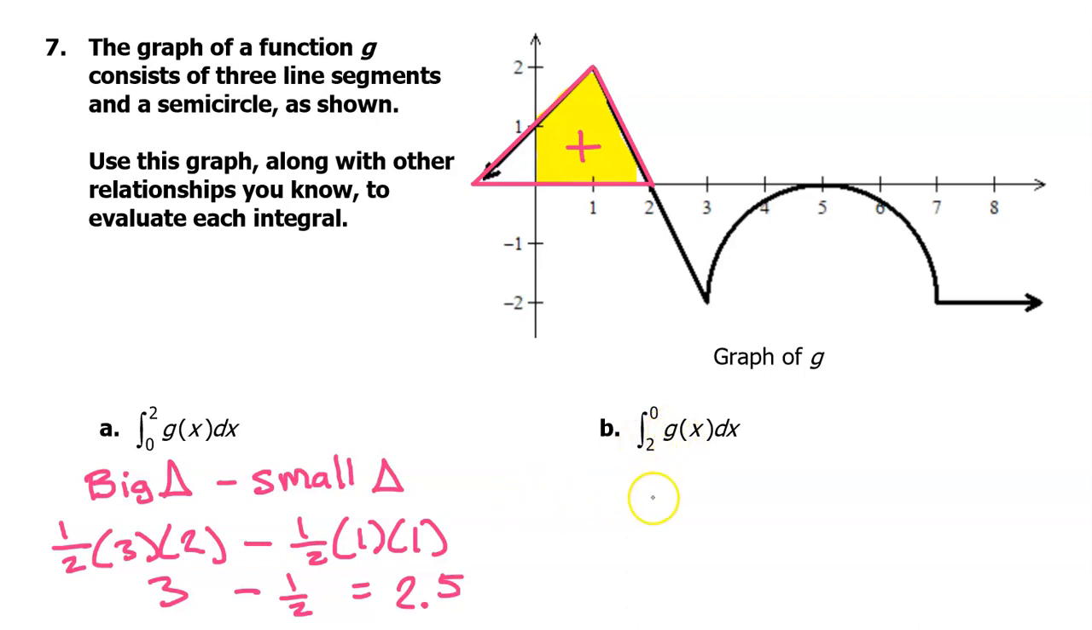So I don't need to do this all over again. I just need to know that it's going to be the opposite of the integral from 0 to 2 of g of x. So since the integral from 0 to 2 was 2.5, this answer will be negative 2.5.